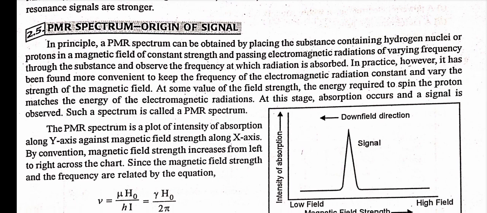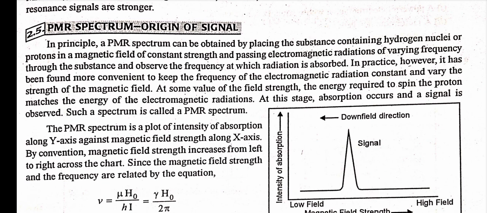PMR spectrum origin or signal. In principle, a PMR spectrum can be obtained by placing the substance containing hydrogen nuclei or protons in a magnetic field of constant strength and passing electromagnetic radiations of varying frequencies through the substance and observing the frequencies at which radiation is absorbed. In practice, however, it has been found more convenient to keep the frequency of the electromagnetic radiation constant and vary the strength of the magnetic field.